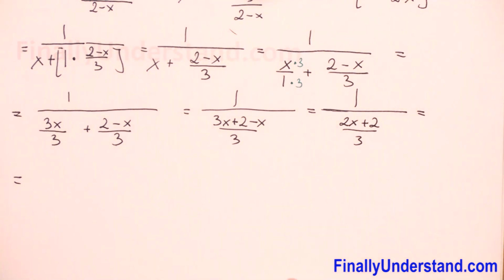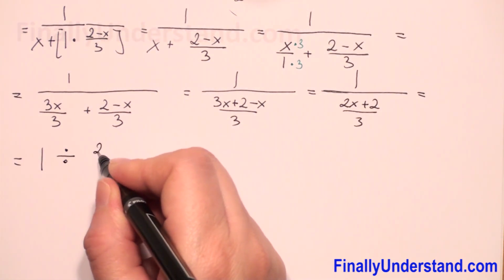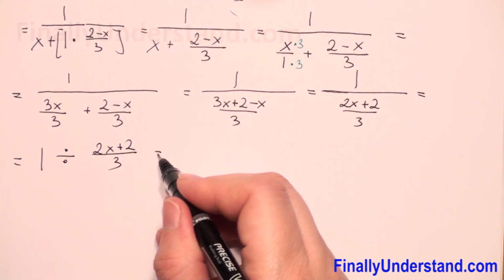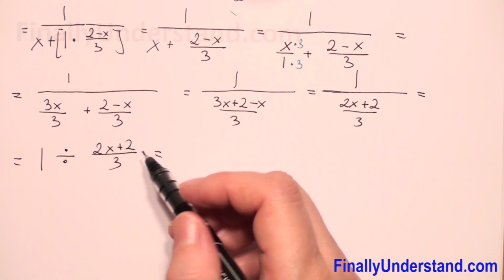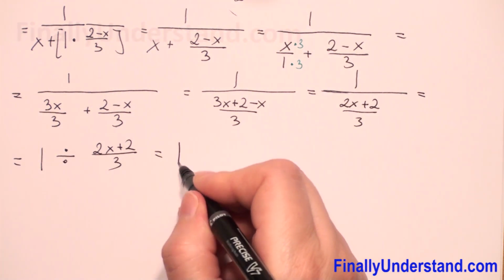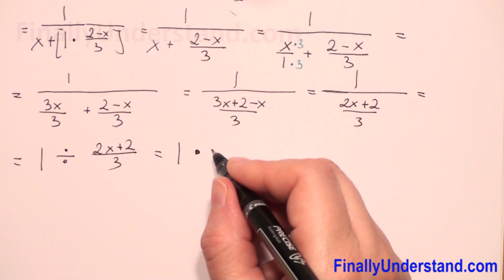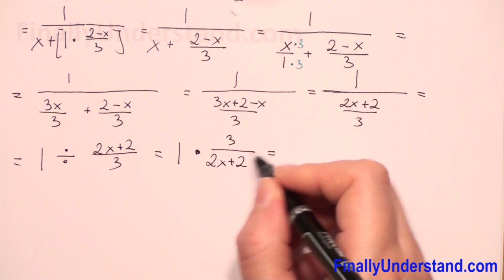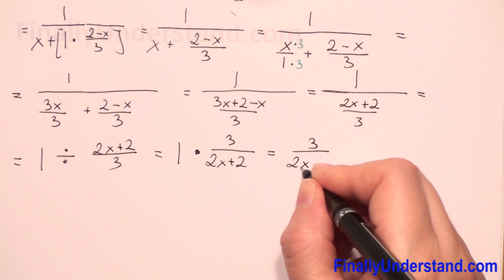So this is equal, main fraction bar, we have this. So this is division, 1 divided by 2x plus 2 over 3. So we have to copy the first expression when we have division of fractions, because we can always put 1, that is 1 over 1, but still it is 1, so I just copy 1. We change the division sign to multiplication, and we have to flip the second fraction, so it will be 3 over 2x plus 2. 1 times this whole fraction will still be the same fraction.